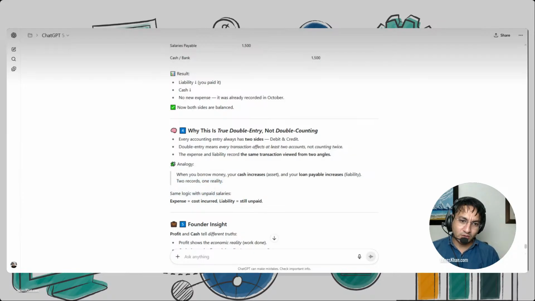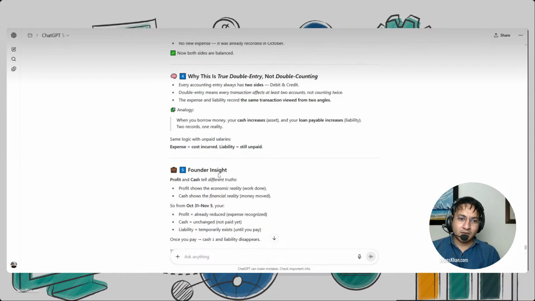Same logic with unpaid service expense: cost incurred, liability is still unpaid. So this is cost incurred. We already incurred that cost, whether it is paid or not. So liability is saying whether that cost is paid or not. Expenses mean we already have that cost. We already used that resource. Now, whether that resource is paid or not will be explained by the liability. Yep, got it.